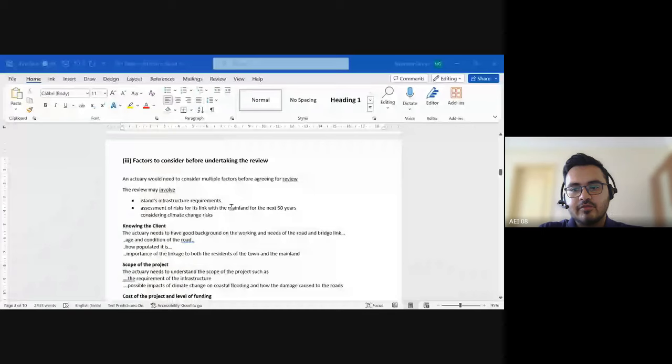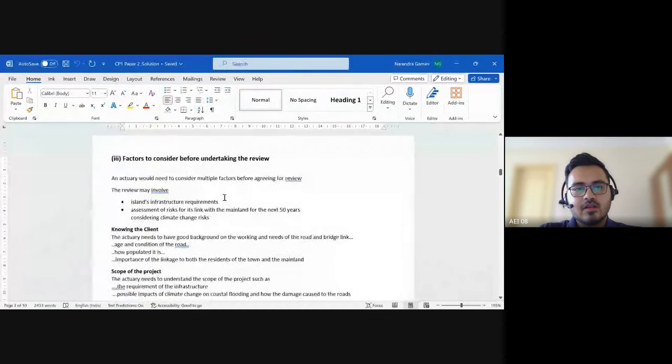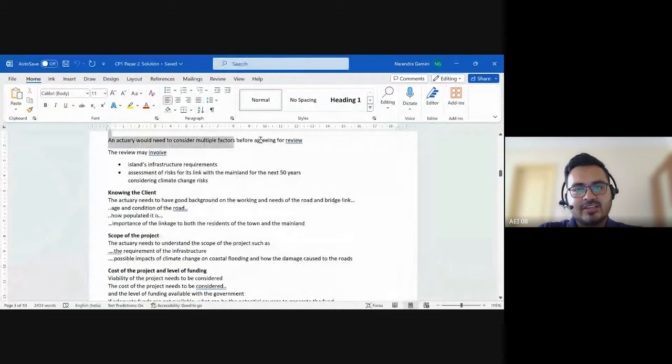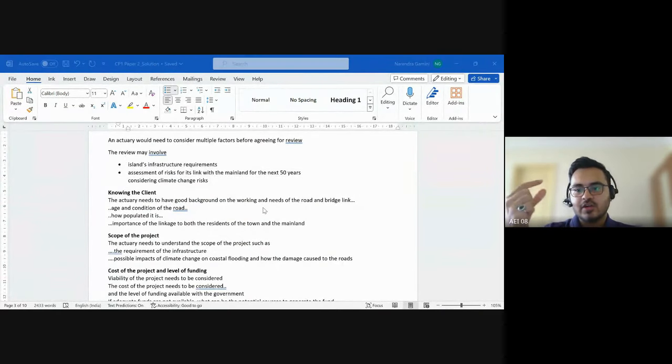So over here, factors to consider before undertaking the review. The candidate wrote that the actuary would need to consider multiple factors before agreeing to the review. Very generic, bland. The review may involve island's infrastructure requirements, assessment of risk for its mainland for the next 50 years. Now, this is basically the two asks of the question. If you go back to the question, the actuary was supposed to do these two things: identify the infrastructure requirement for the next 50 years and cost, including the climate change. So these two things are stated back from the question itself.